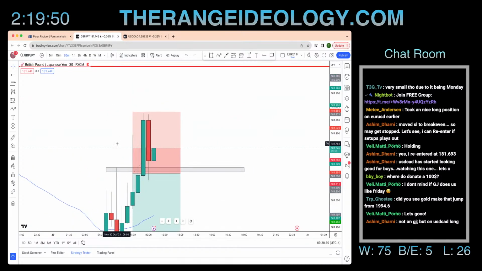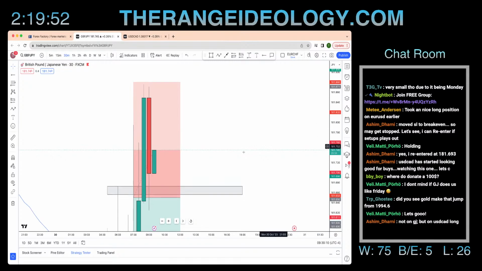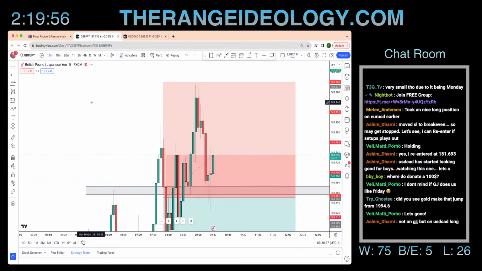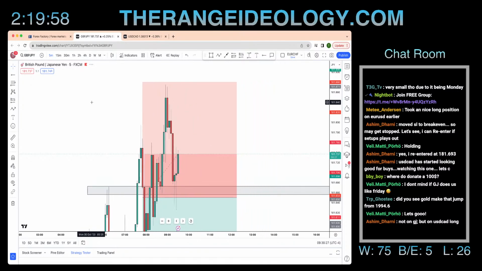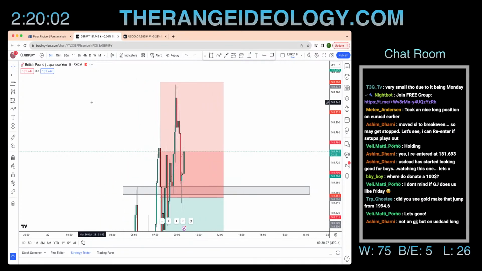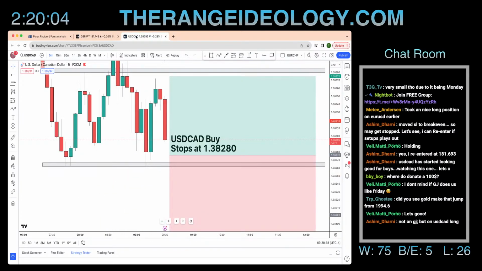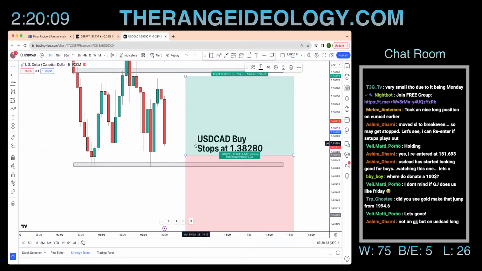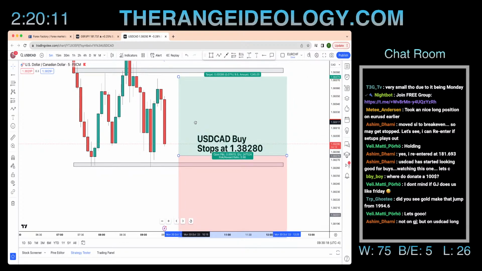Oh, wow, look at that push up again. No bottom wick. GJ. You cannot make this up. Oh, wow, look at USD now. So potentially another chance. Another chance to take this setup.